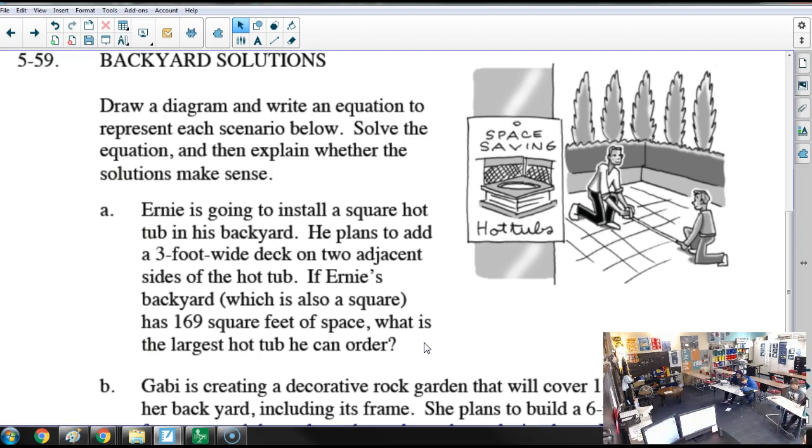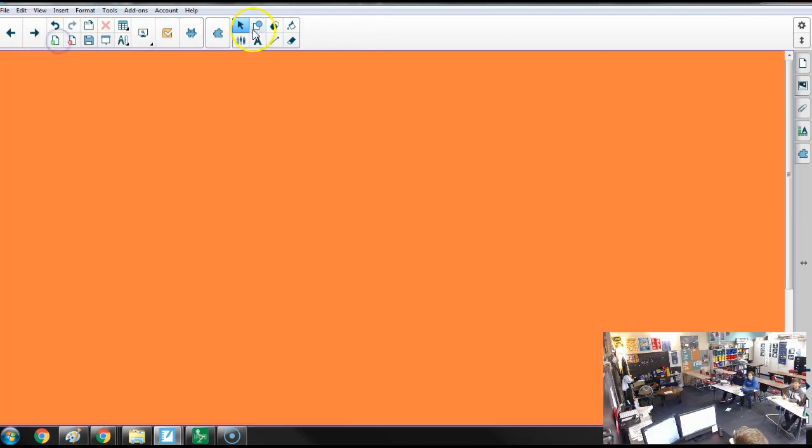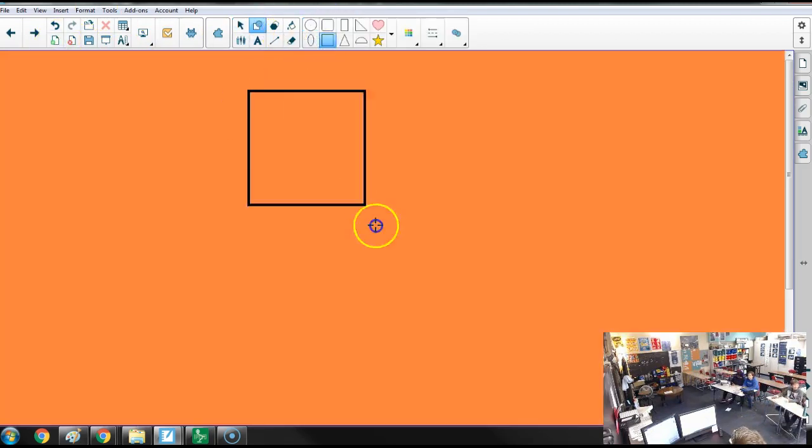Sammy, talk out what you were thinking. I thought since it was 13 by 13 feet of space, and it needed a 3-foot wide deck on 2 of the sides. How'd you know it was a 13 by 13 space? Because it's the square root of 169. So it'd be 13 by 13. And if he needs 3 feet on 2 sides, then it's a 10 by 10 foot hot tub. So that's not that hard then, right?